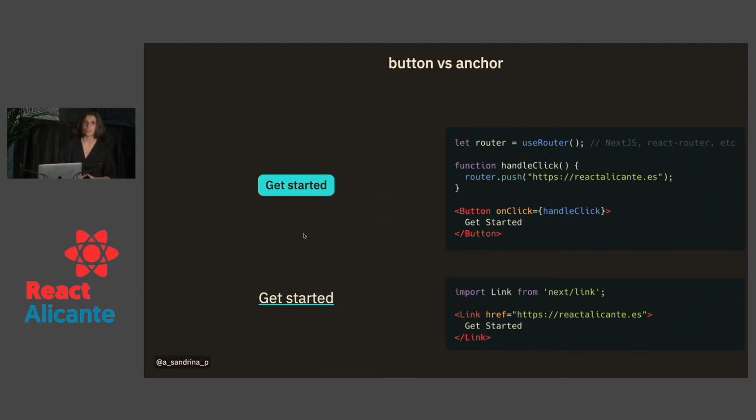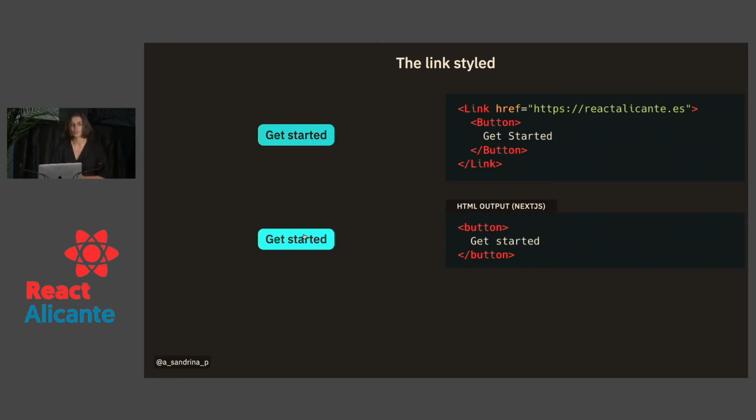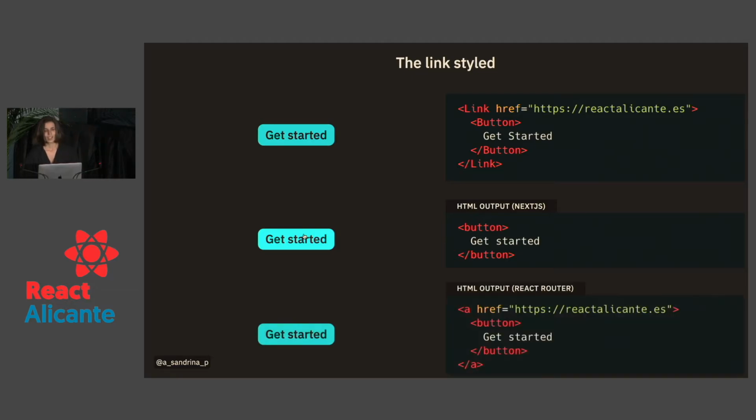So when you are dealing with navigation, please consider using a real link. Now, when it comes to styles, it's like, oh, it looks like a link, but I want a link to look like a button. So yeah, a link, then a button component inside, and voila, we have a button, right? Now, this is React world, but at the end, we are dealing with HTML. And depending on what tool you are using, the outcome might not be exactly what you want. So if you are using Next.js, the output will be a button again. And if you are using React Router, you are having a link with a button inside.